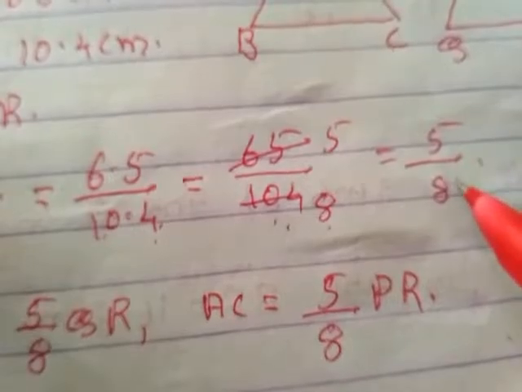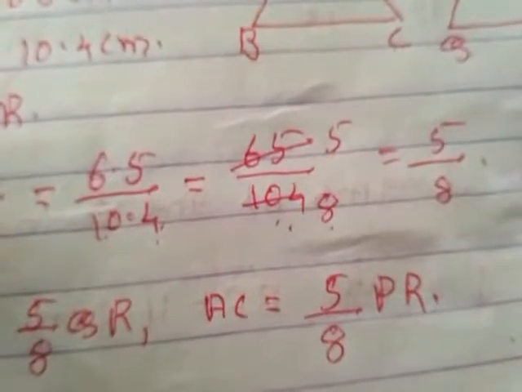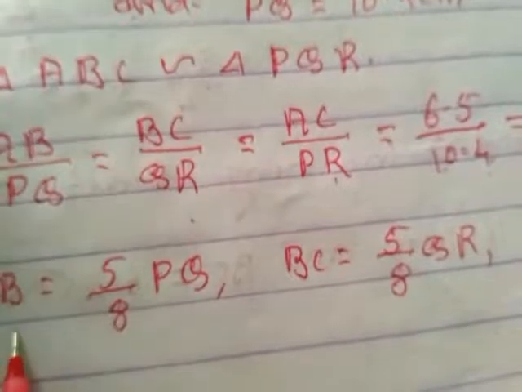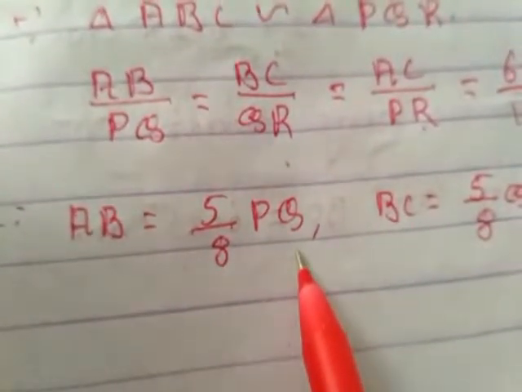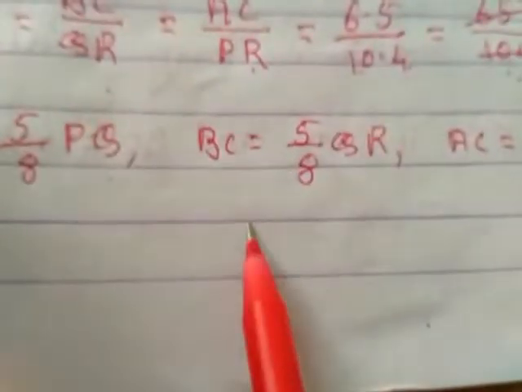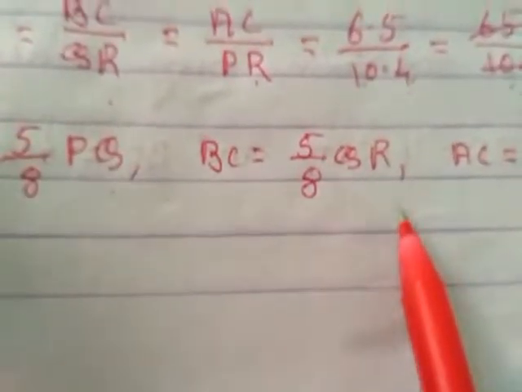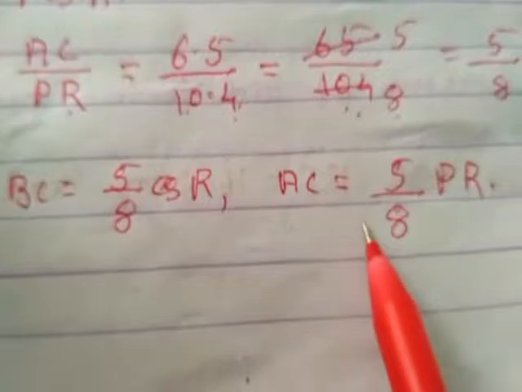It means from here, by doing cross multiplication, we can have AB equals 5 by 8 PQ, BC equals 5 by 8 QR, and AC equals 5 by 8 PR.